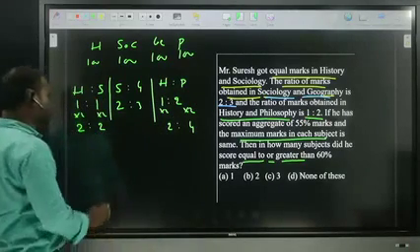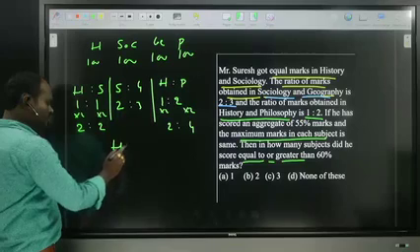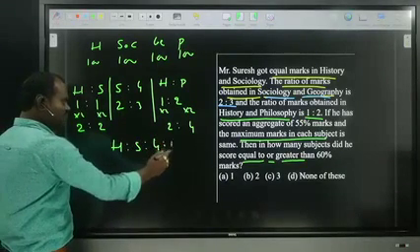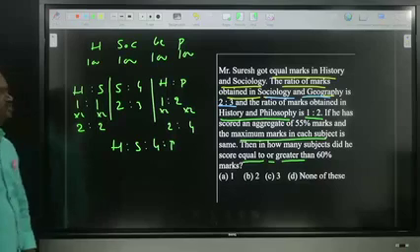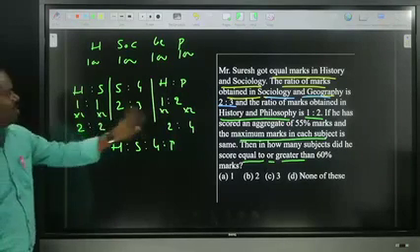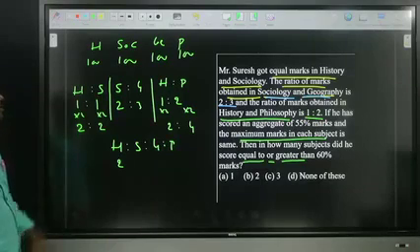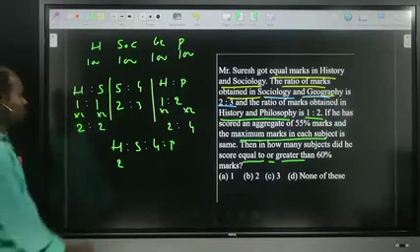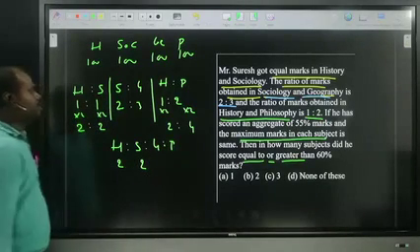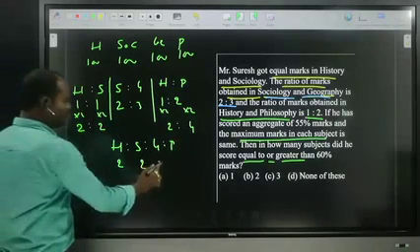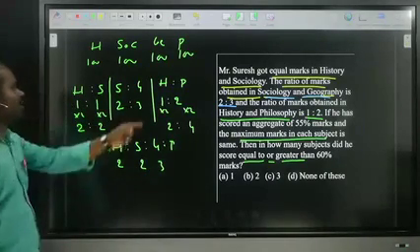Now observe the ratio carefully. History, sociology, geography, philosophy. History is two parts here also. Sociology here also two. Geography only here, that is three. Philosophy, how much? Four.